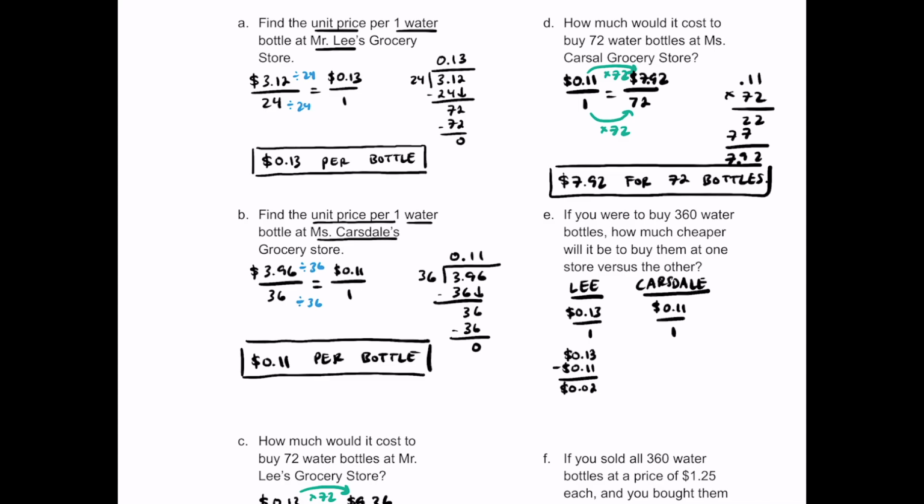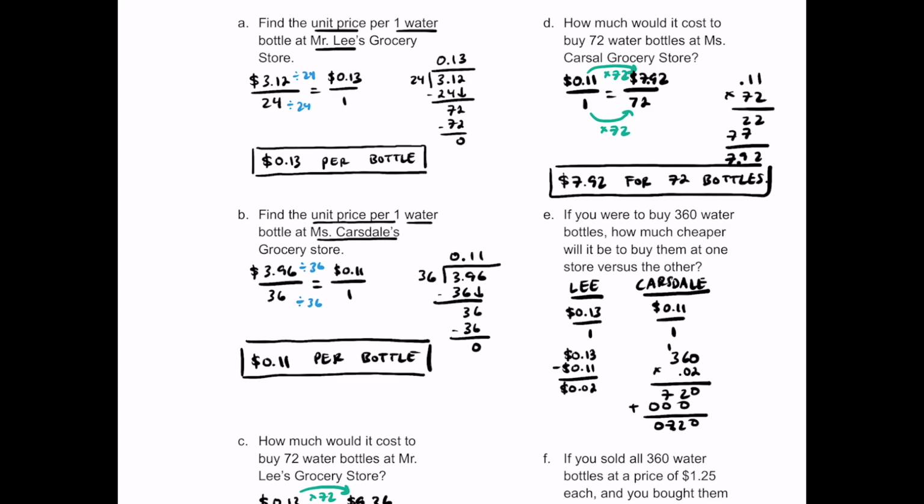So the question is how much cheaper would it be to buy them at one store versus the other? If one bottle is already 2 cents cheaper at Miss Carsdale's grocery store, you just have to take the 360 and multiply that by the 2 cents, right? If you save 2 cents for one water bottle, you're going to save a lot more when you buy 360 of them. So this is going to be a 0, a 2, carry the 1, that's a 7. Then we have 0, 0, 0. Add these up, that's 0, 2, 7, 0, and 2 decimal places. That's going to be $7.20.